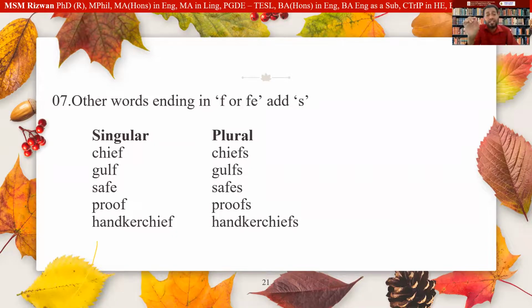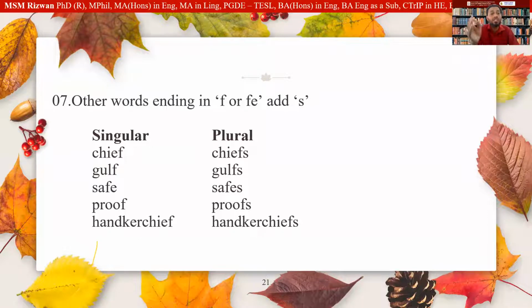Other words ending in F or FE. Earlier we discussed that for words ending in F or FE, we changed to plural by adding ES. Now look here, other words ending in F or FE. There is a list of words that you have to memorize, learn by heart, to identify the differences between type 7 as well as type 6. Chief, chiefs.